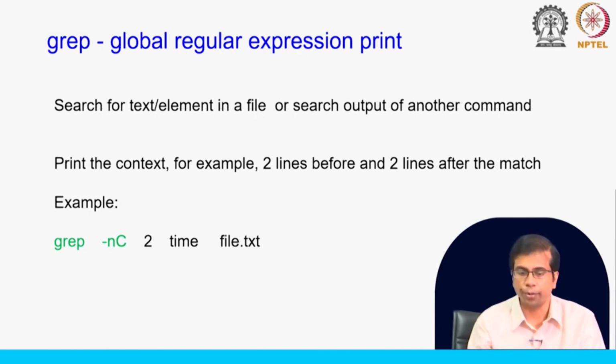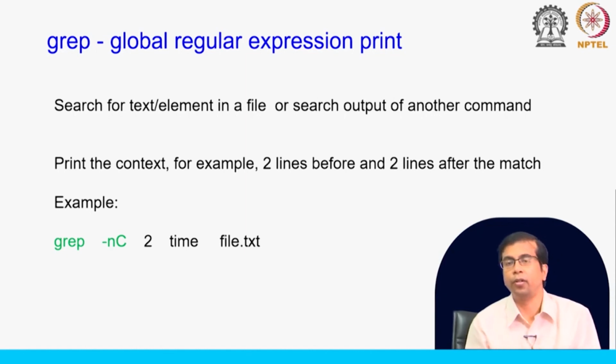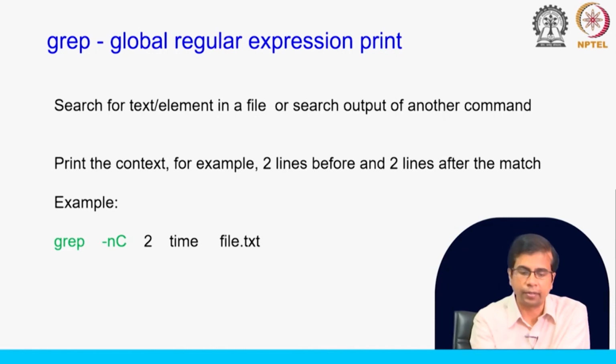So, you are searching for this expression time in this file, and wherever there is a match, the command will also print 2 lines before the match and 2 lines after the match. It kind of gives you the context. This is useful for some applications where you probably want the context as well. Maybe there are multiple matches, but you are probably looking for just 1 or 2 places or 2 contexts. So, this is something that is very useful.